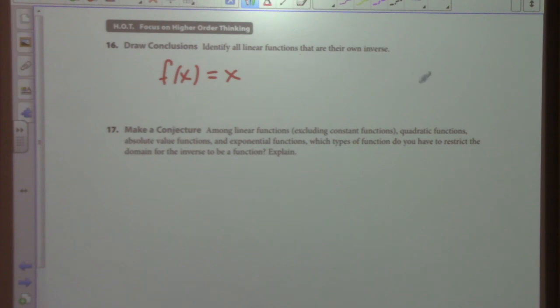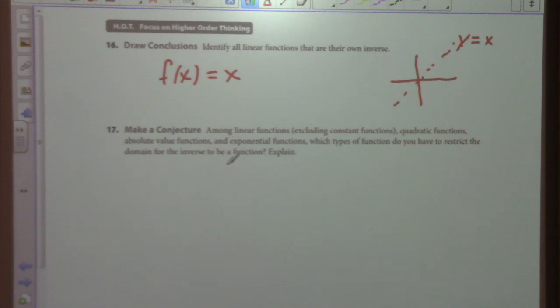Yeah, it really does, because for inverse functions, you're trying to look for the line that reflects about y equals x. The only thing I can think of in one equation that's going to do that is this one right here. So that's the only one.